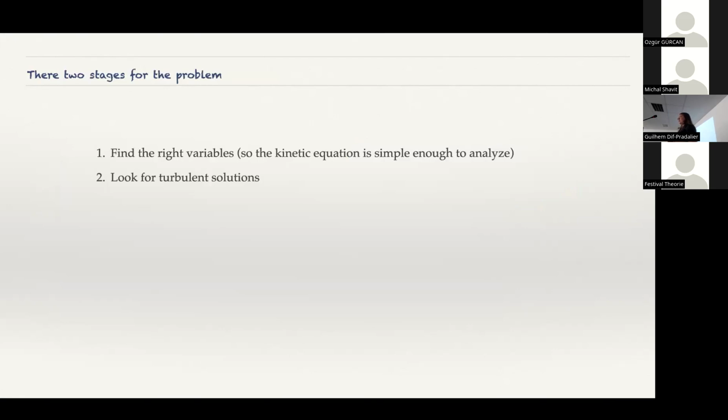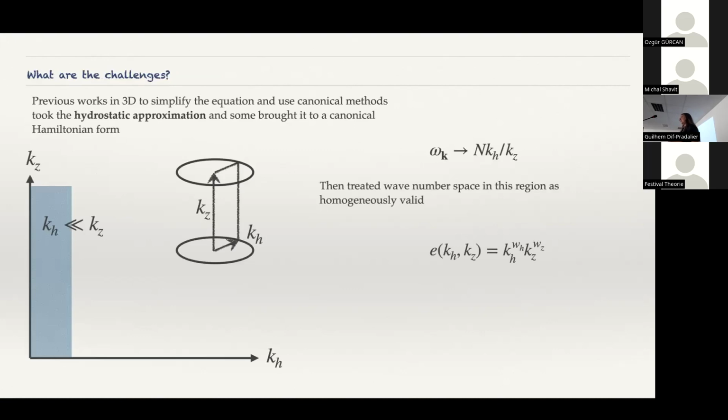So there are two stages to solve the problem. One is to find the right variables to write the kinetic equation, so that you don't end up with a very complicated equation that you cannot analyze. And then we want to look for the turbulent solution. And to look for the turbulent solution, we really need to understand what the universal boundary conditions are that we expect in a non-isotropic system with a large set of shear modes, which are important for the problem.